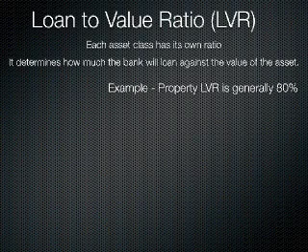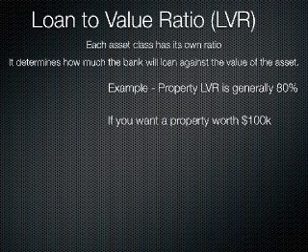So now we need to get into leverage. The main thing with leverage is the loan to value ratio. It determines how much a bank will loan against the value of an asset. Now, as I said before, every asset's different. With property, the loan to value ratio, or LVR as I'll call it from this point onwards, is generally 80%.